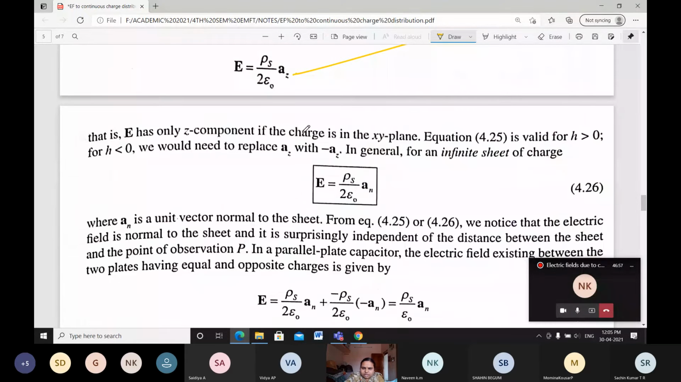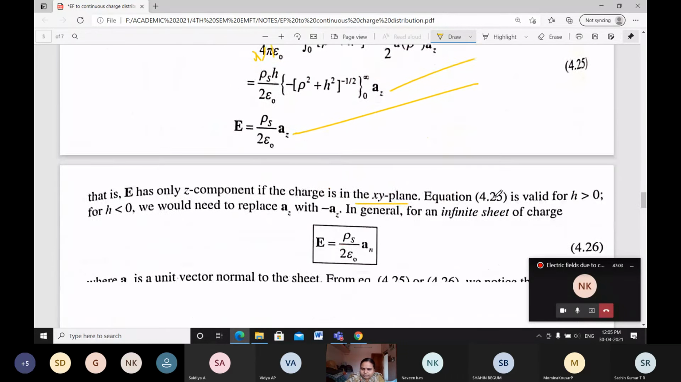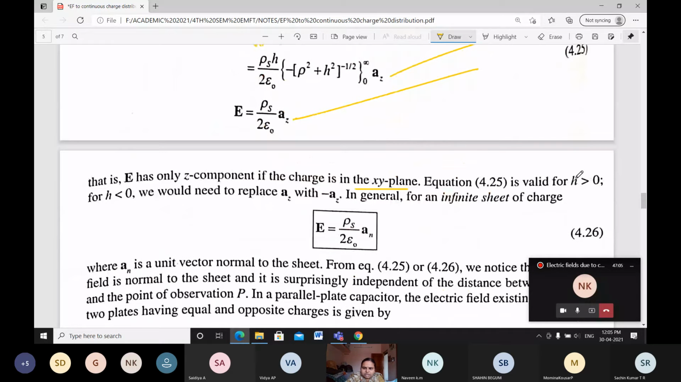If the charge is in the xy plane, then the equation is valid for h greater than 0. If h is less than 0, we should replace az with minus az. Or in general, we can write the equation as E equals rho s divided by 2 epsilon naught times an. It may have an x component, y component, or a z component. Remember this equation.